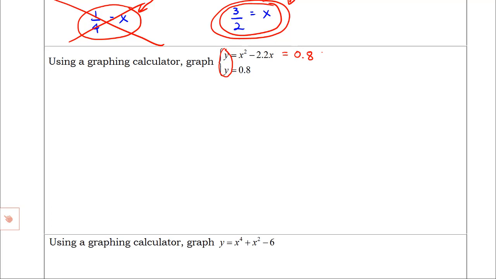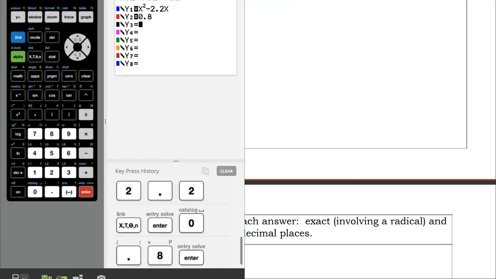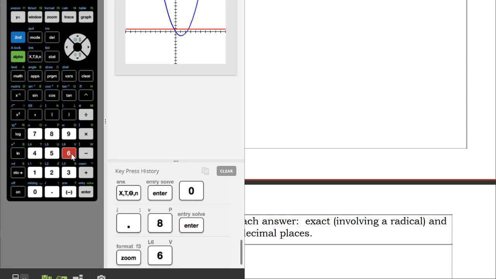So if we go back to our calculator, and let's do a zoom 6 for standard graphs, we all see the same thing. And on our notes, it's a system, right? Y equals this and y equals that, meaning, what do they share, right?